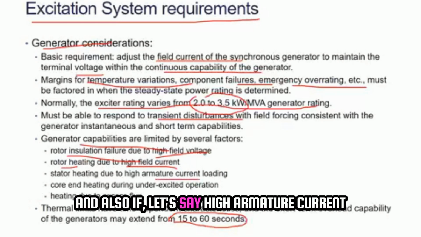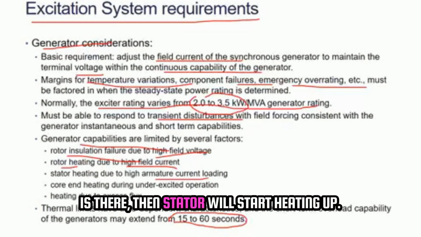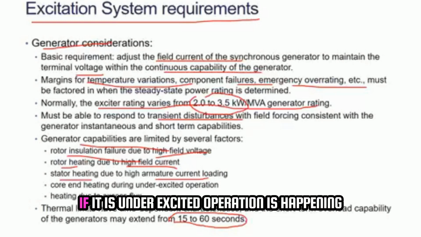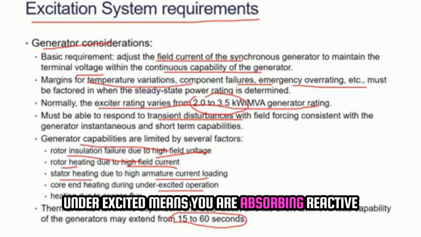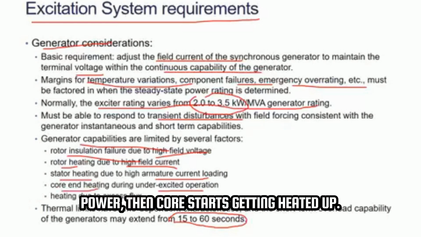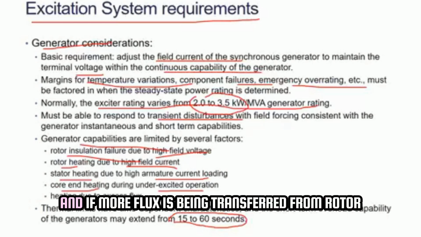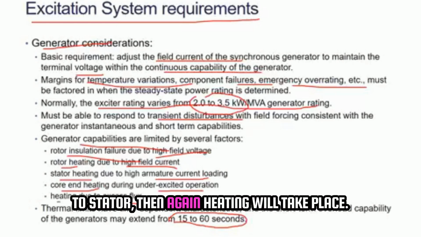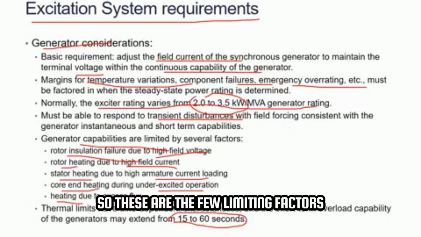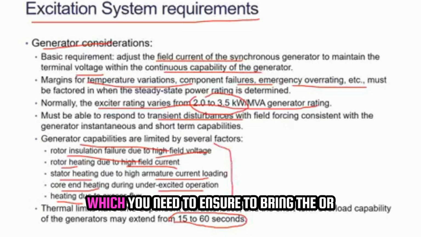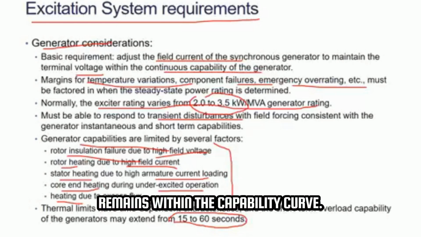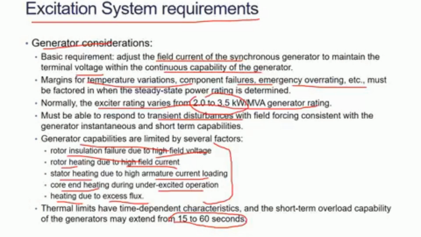And also, if let's say high armature current is there, then the stator will start heating up. If under-excited operation is happening, under-excited means you are absorbing reactive power, then the core starts getting heated up, and if more flux is being transferred from rotor to stator, then again heating will take place. So these are the few limiting factors which you need to ensure so that the generator remains within the capability curve.